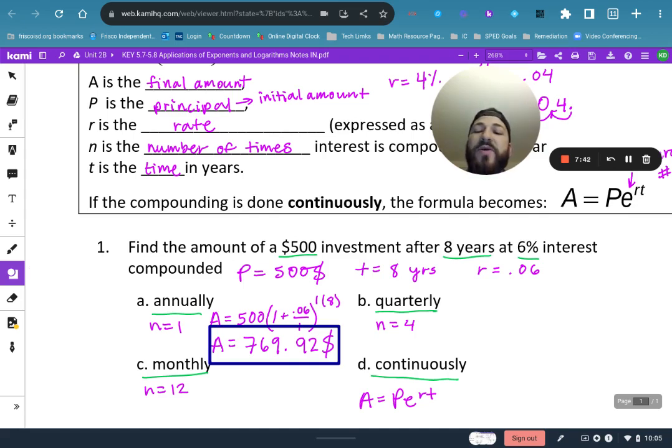So I want you to go ahead and try and do B, C, D on your own. Go ahead and pause the video, and then you can check your work here in just a second.